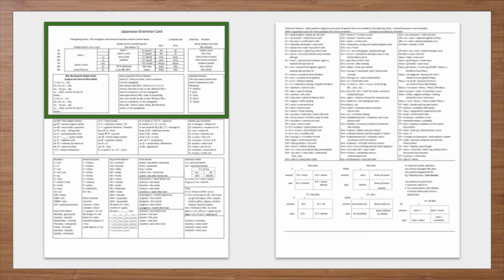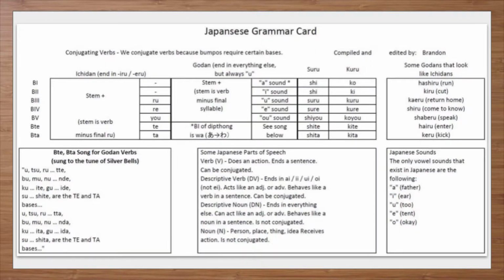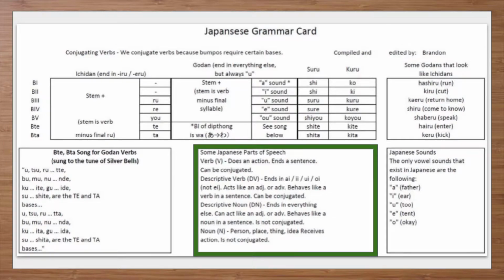Today we will start our journey into the grammar card, specifically this section right here. Let's get the easy boxes out of the way first. Japanese parts of speech. These are verbs, descriptive nouns, and nouns. These are general terms that we'll cover more in depth another time, but for now, know that any word in Japanese will be one of these four.